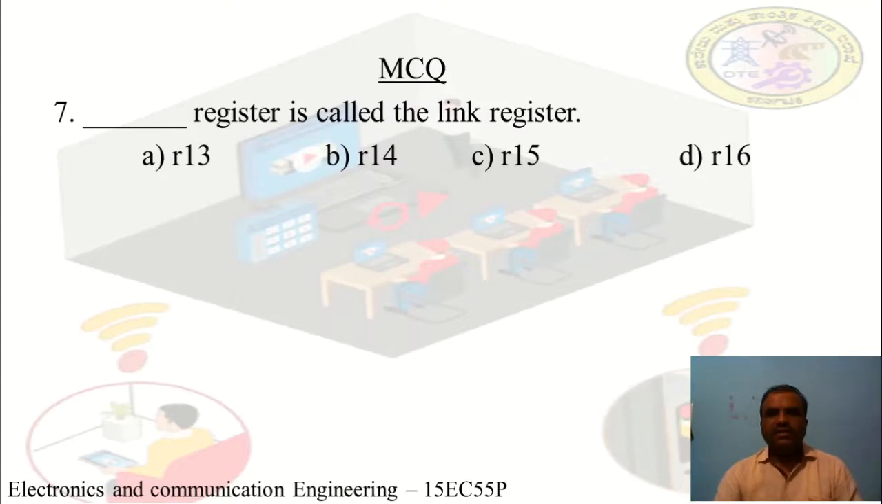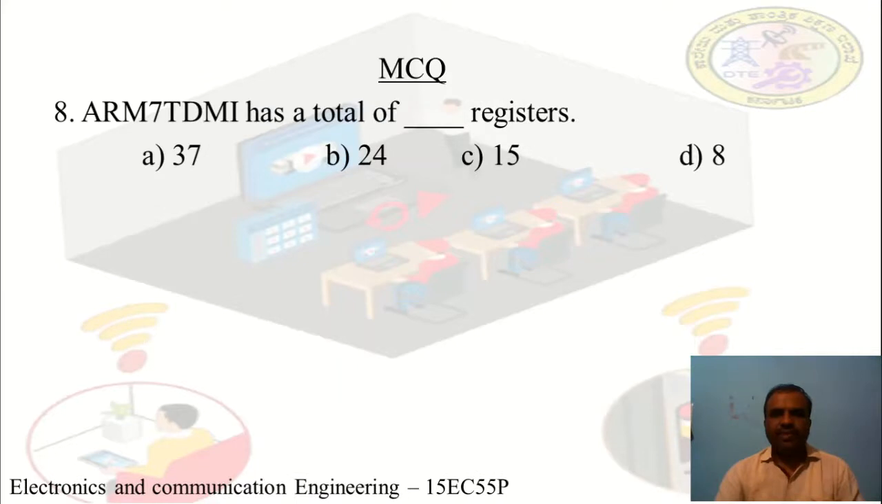Next question, dash register is called the link register. Option A, R13, option B, R14, option C, R15, option D, R16. And the answer is R14 is called the link register. Next question, ARM7 TDMI has a total of dash registers. Option A, 37, option B, 24, option C, 15, option D, 8. The correct answer is 37.